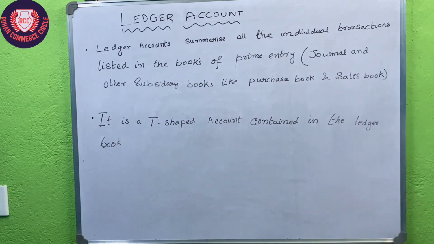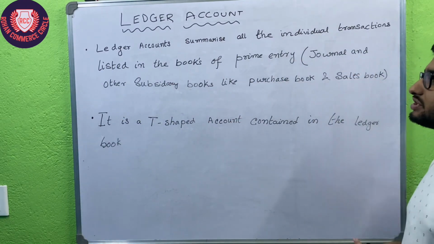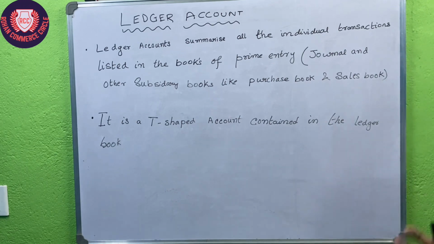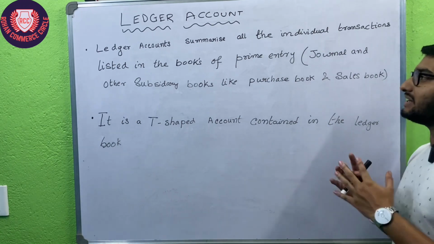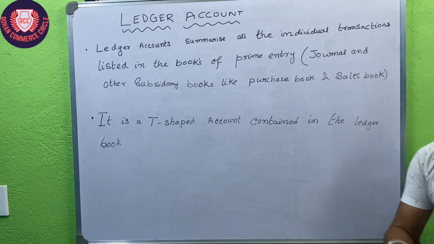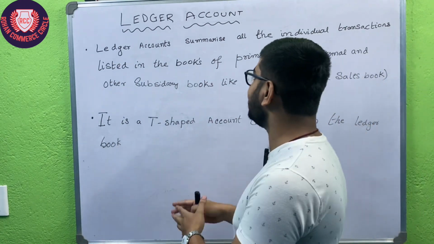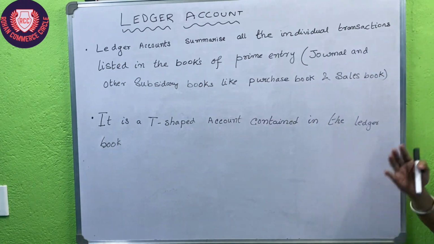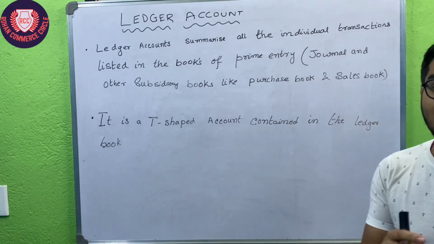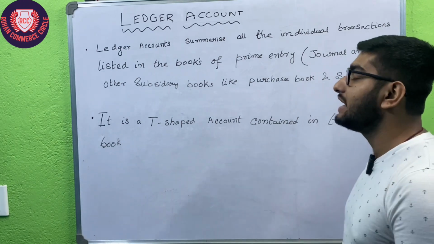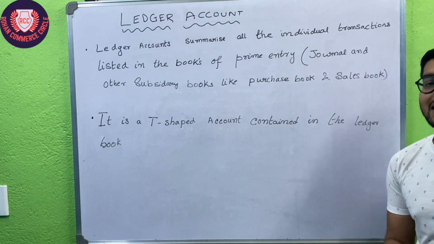Now today we will be starting with the ledger accounts. So basically, what are ledger accounts? Ledger accounts summarize all the individual transactions listed in the books of prime entry, that is the journal and other subsidiary books like the purchase book and sales book.